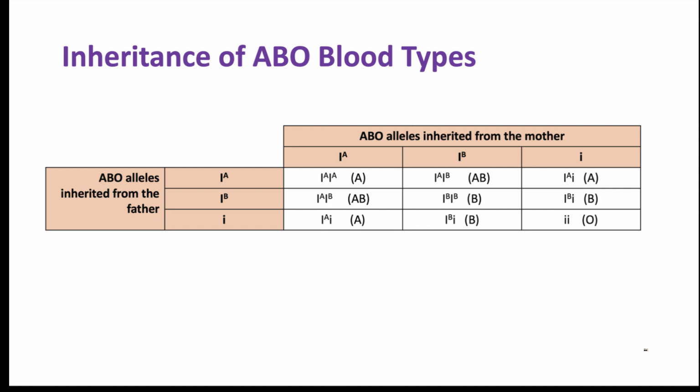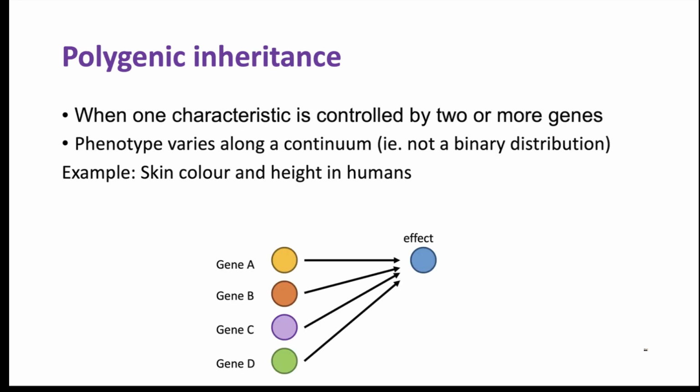The ABO blood type is a perfect example of multiple alleles. We've talked briefly about polygenic inheritance when we talked about height in humans. Another example is skin color. Phenotype varies along a continuum. It's not binary. And it happens when there's one characteristic that's controlled by 2 or more genes. And we looked at height controlled by 4 different genes.